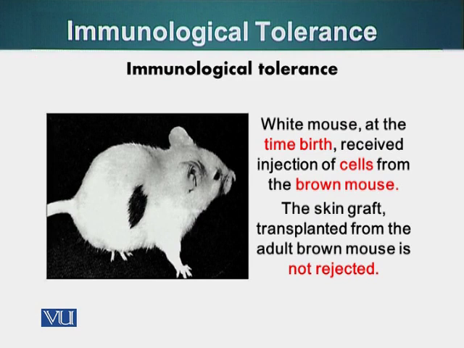Here's a white mouse. At the time of birth, it received an injection of cells from a brown mouse. At a later stage, a skin graft from the brown mouse was transplanted onto this white mouse, and there was no immune rejection. This transplant was tolerated by the white mouse, because the cells from the brown mouse were present early on, at the embryonic stage or right after birth, our immune system recognized those cells as self cells. So any tissue from that particular mouse will be accepted by this white mouse now.